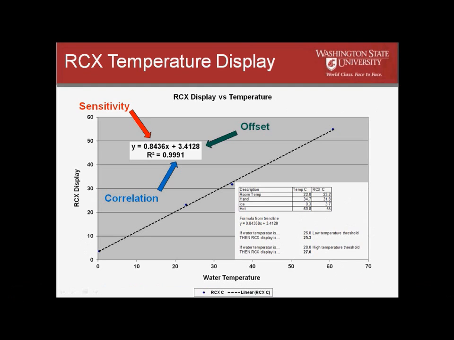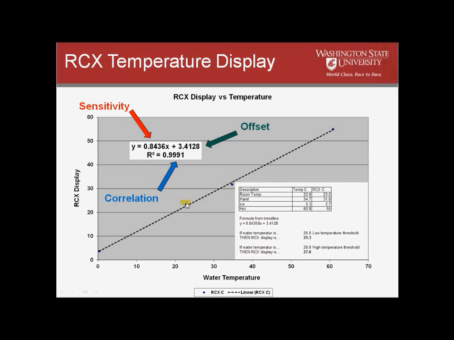Here's a more practical example of your experimental data for temperature sensors. The data shows a directly proportional relationship between the water temperature and the RCX displayed temperature. The correlation between the data points and the curve fit line is very high in this case, and so this R squared value represents the correlation. Your team should also discuss, when you've seen your own data, the accuracy, precision, and discrimination concepts.